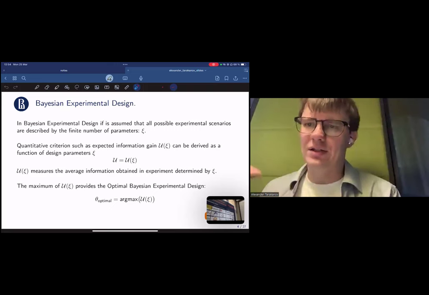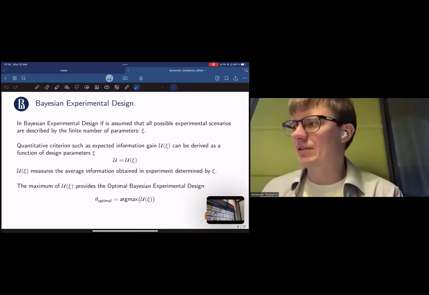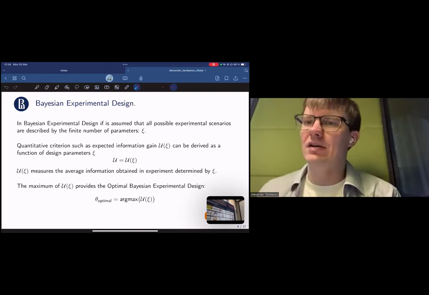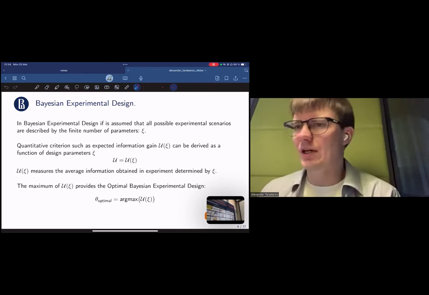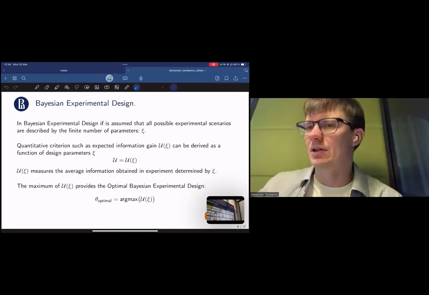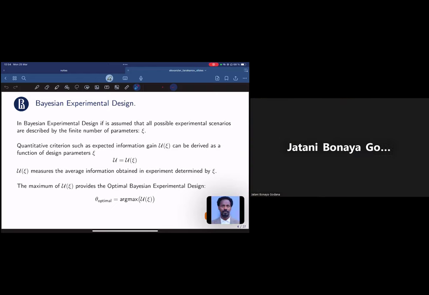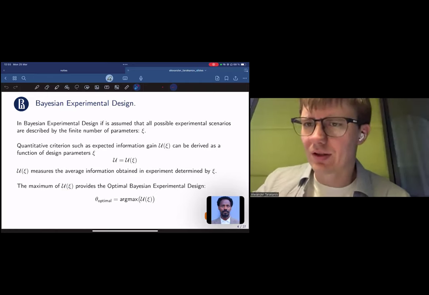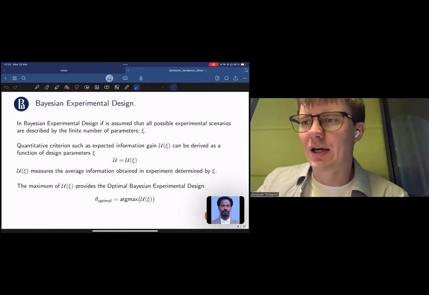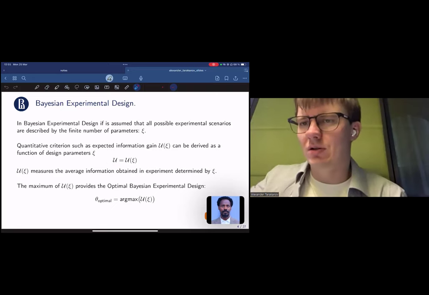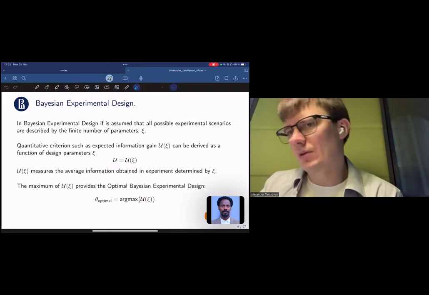In Bayesian experimental design, you have tools from probability theory to quantify the average amount of information that you get with a particular design, with a particular data acquisition system. Given that, you can simply optimize the utility function, the expected information gain, and the best design will be determined by the maximum value of the utility function.